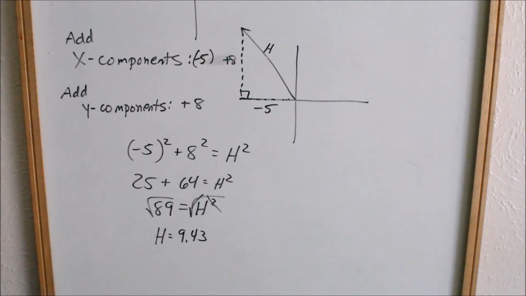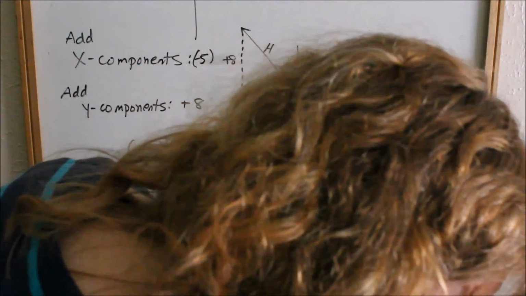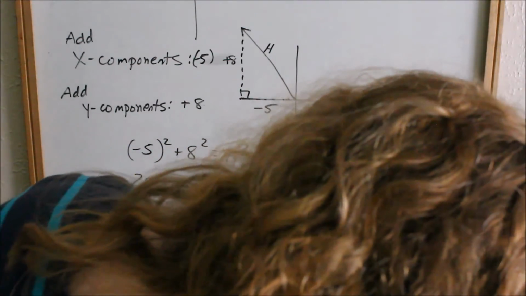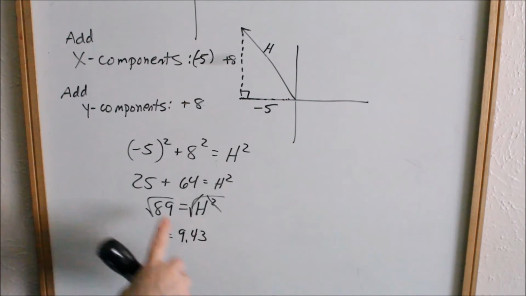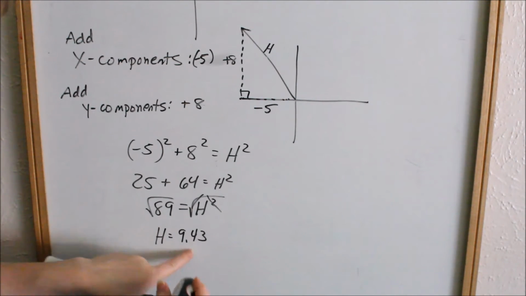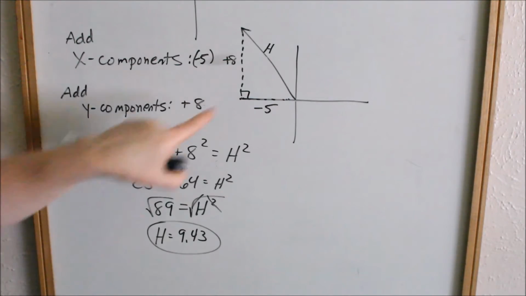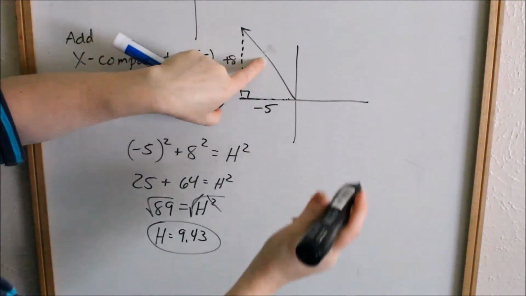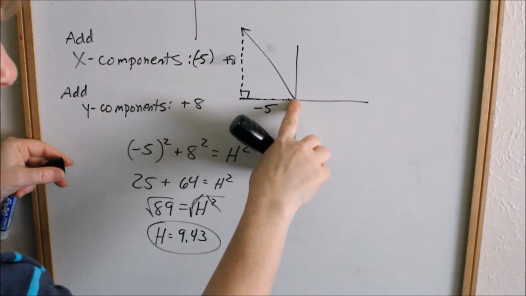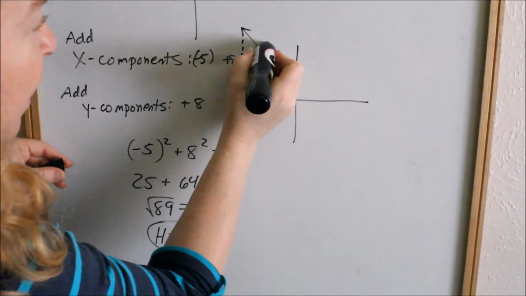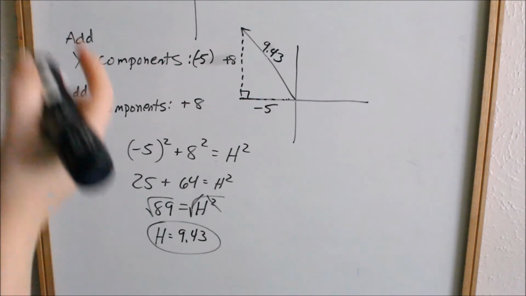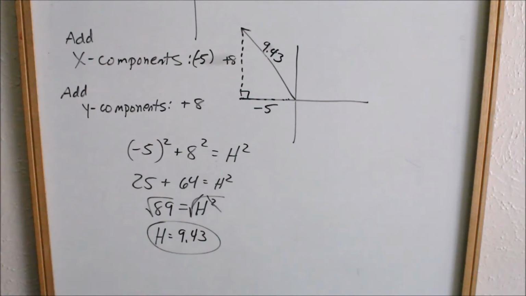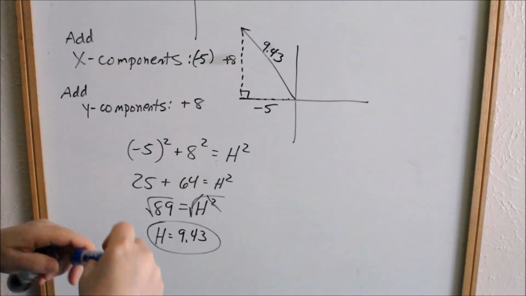They didn't give us any units on here. So since they didn't give me any units, then I'm not going to have any units. But that's the magnitude of my vector. So this length, if someone started here at the origin and walked the path of the hypotenuse, they will walk 9.43, and we don't know if it's feet, inches, yards, miles. So they would walk 9.43. But now we need to find what direction they are walking.